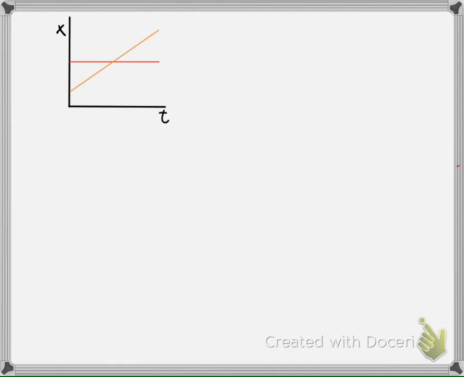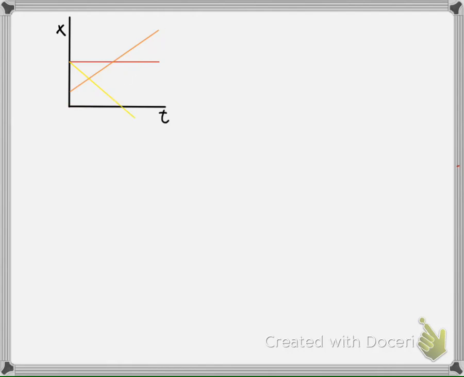Then we get to this orange line. And the orange line starts near the origin, starts near where x is 0, and continuously moves away from the origin. And so for every equal interval of time, it goes the same distance away. And that's pretty much what that represents.